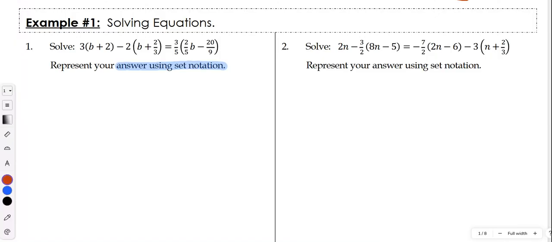So I'm going to start doing my distribution. I'm taking 3, multiplying it to b. All right, that's easy, 3b. I'm taking 3, multiplying it to 2. Another one that's easy, plus 6. Here, I'm taking this color code, negative 2 to b, negative 2b, negative 2 to 2/3.